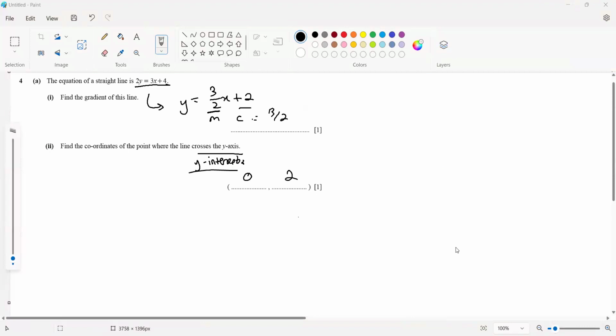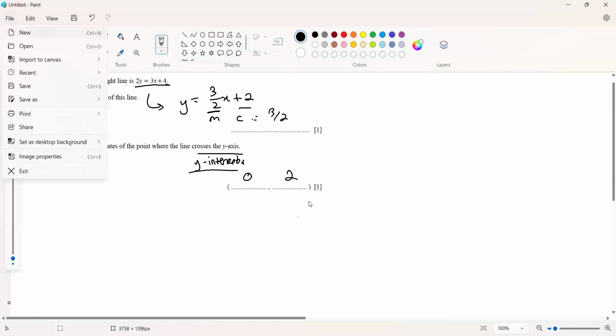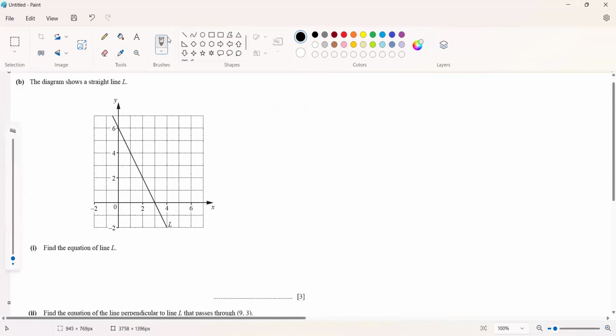So moving on to question 5. For question 5, we are given a graph drawn for us already. From this question, we need to develop the equation of the line. We know the y-intercept is 6. So from here, immediately we can say y equals mx plus 6, positive 6.